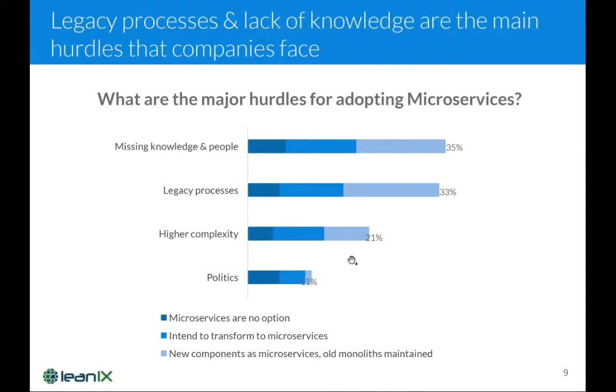Like with all topics that are hot, there are a lot of challenges around that. So we also asked about the major hurdles of adopting microservices, and the top two are maybe not that surprising. Missing knowledge in people is the top reason why companies haven't adopted microservices or are not adopting them faster, and also legacy processes, like their old IT infrastructure, company processes, and team setups that make it really difficult to adapt to this new microservice architecture. And for exactly those two points, we want to show you what you can add to that as an enterprise architect.